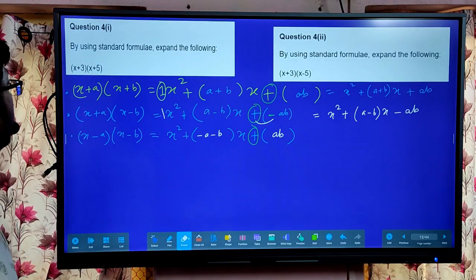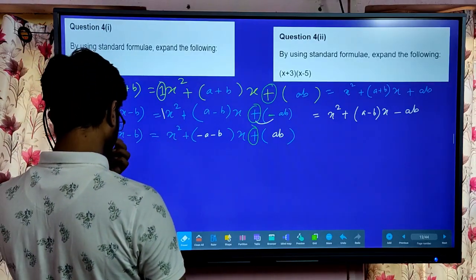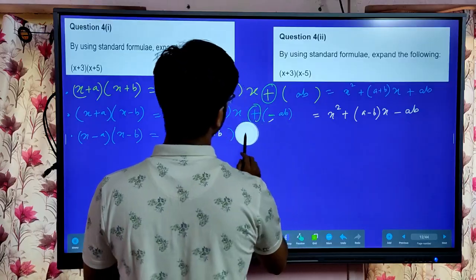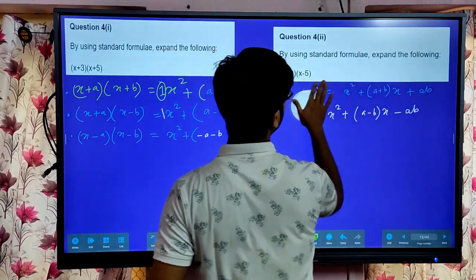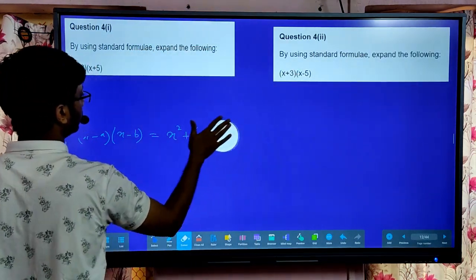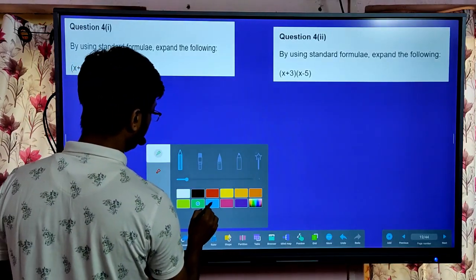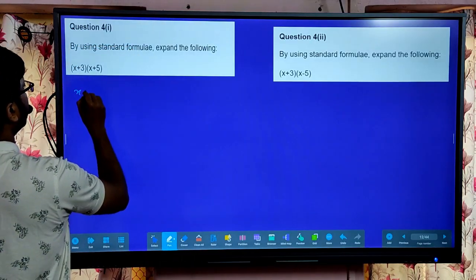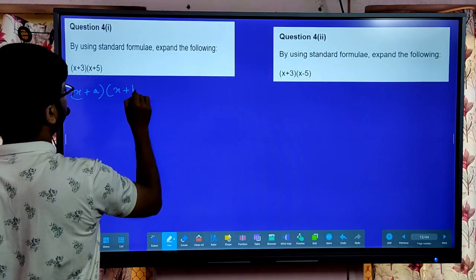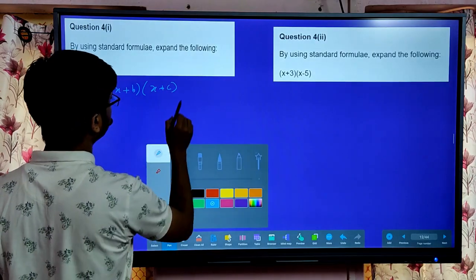Now we are going to see what happens when there are 3 terms. Okay, let me show you when there are 3 terms. Let me erase it first. Okay, so when there are 3 terms, then it will be x plus a, x plus b into x plus c. So how to handle this?